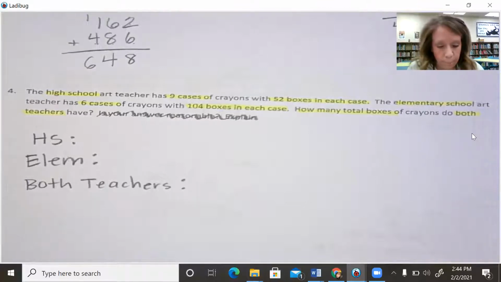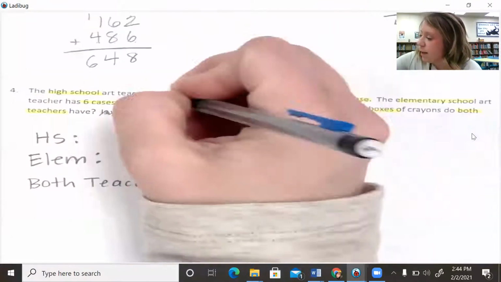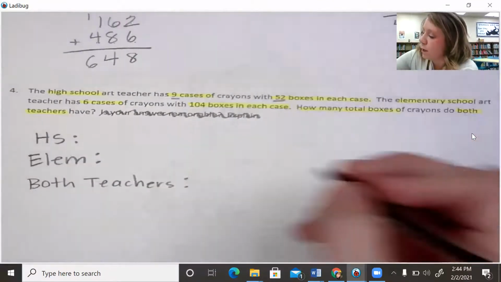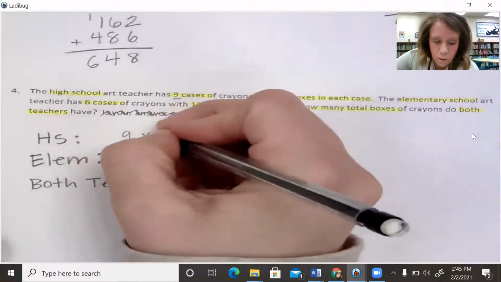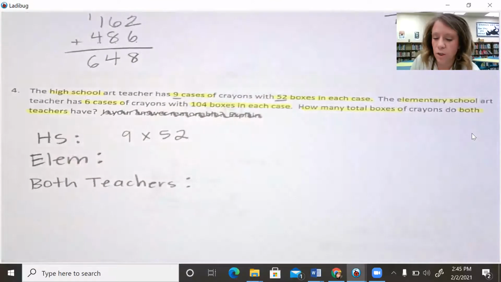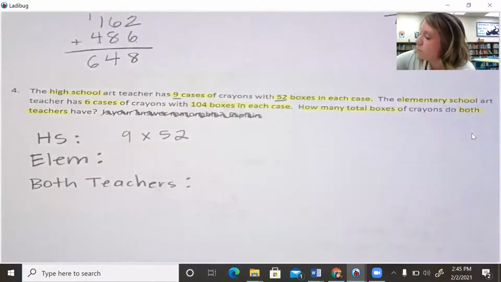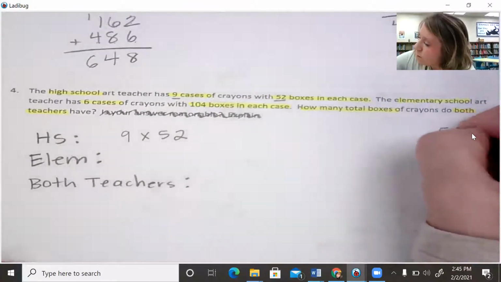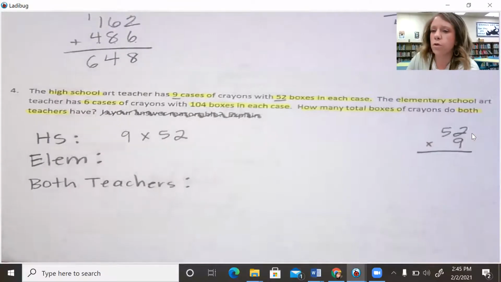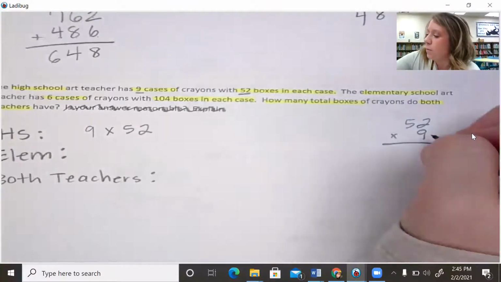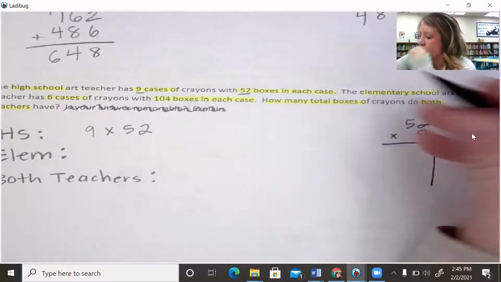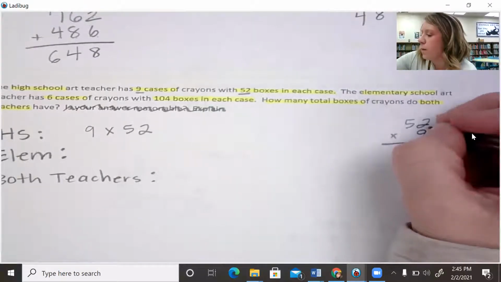Okay, high school teacher. 9 cases with 52 boxes in each. So to figure out how many total boxes she has, I'll do 9 times 52. So off to the side, I'm going to solve that using partial products, since we did a lot of traditional up above.